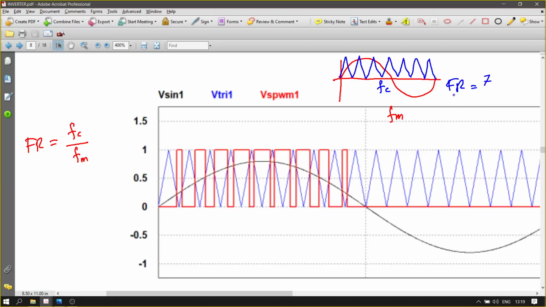This is a frequency ratio of 7, because your Fc is 7 times higher than Fm. So you have Fc, which is 7 times higher than Fm. Therefore, Fr equals Fc divided by Fm. This is important, right? As well as the modulation index, M equals Vm peak divided by Vc peak.